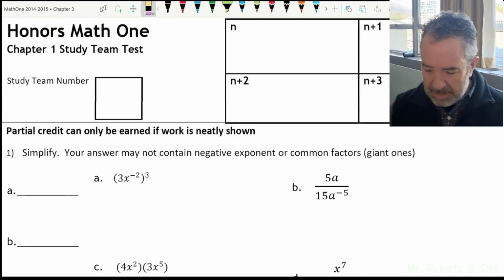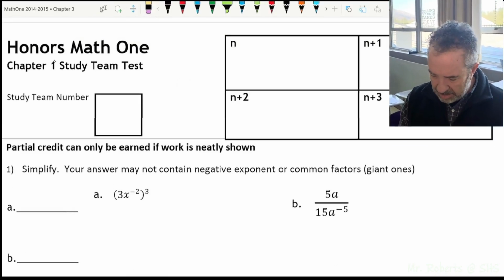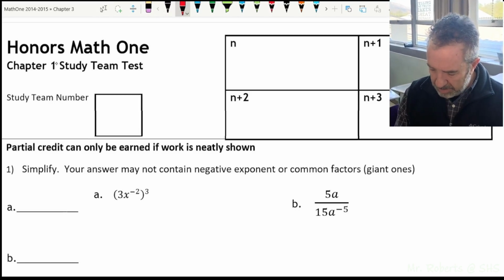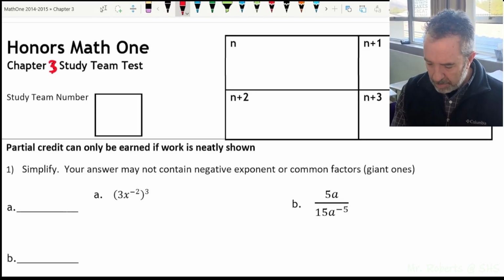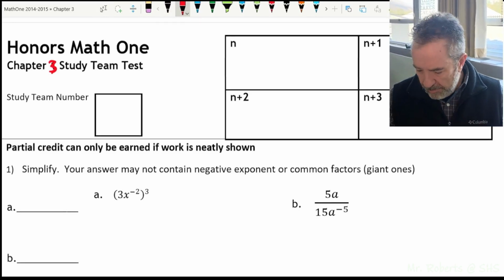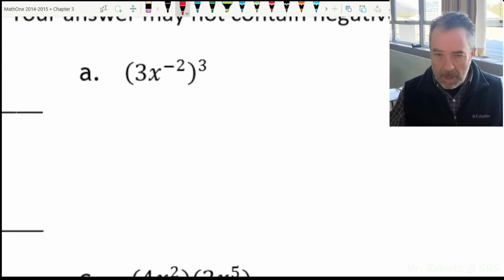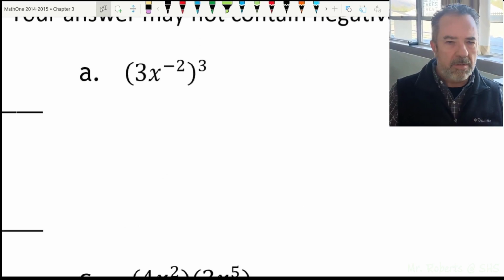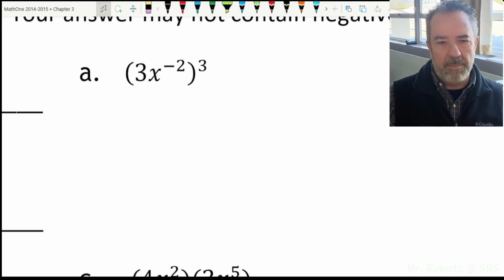the chapter 3 study team test. Unfortunately, I didn't change this number, so this is a little misleading, but this is indeed the chapter 3 study team test that we took last week, and we're going to go through these questions. So first question we have right here, question 1, gave us several monomials, and we were asked to simplify them.